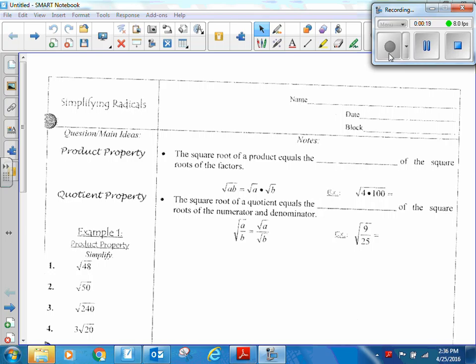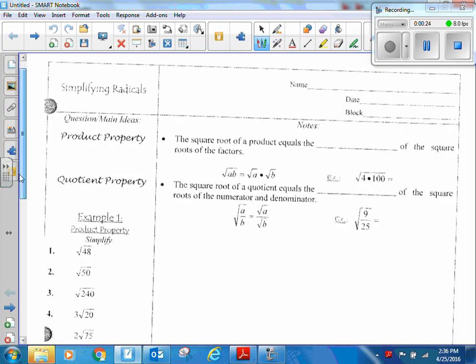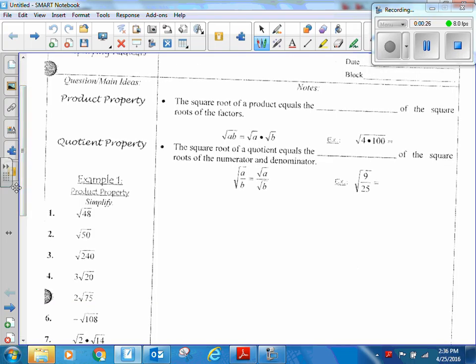All right, so the first thing, we have the product property. This says that the square root of a product equals the product of the square roots of the factors. That sounds a little bit confusing, but it labels it here in a generic form. It says the square root of AB is equal to the square root of A times the square root of B.